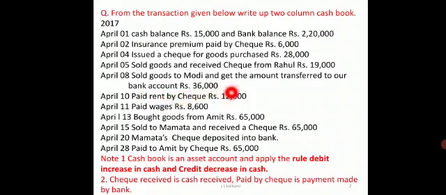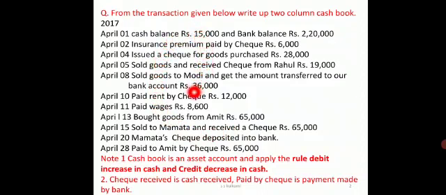Paid rent by check 12,000. Paid wages 8,600. Bought goods from Amit 65,000. Sold to Mamta and received a check 65,000. Mamta's check deposited into bank. Then we are having paid to Amit by check 65,000. Now from these transactions we have to prepare a cash book.